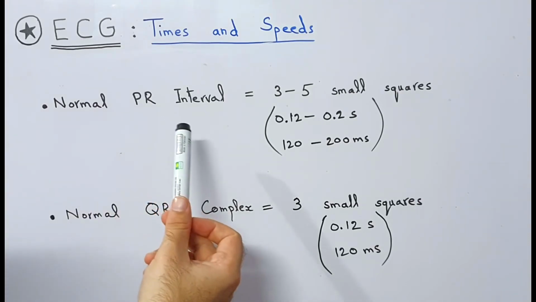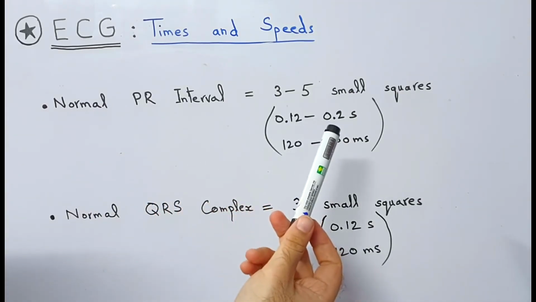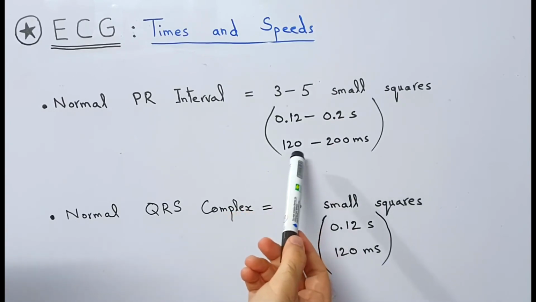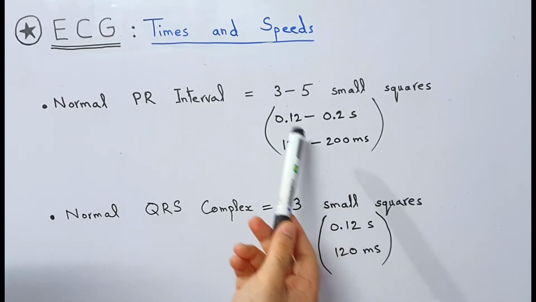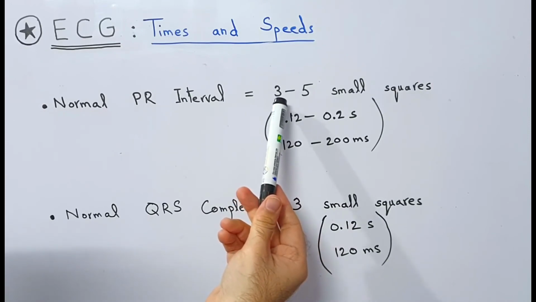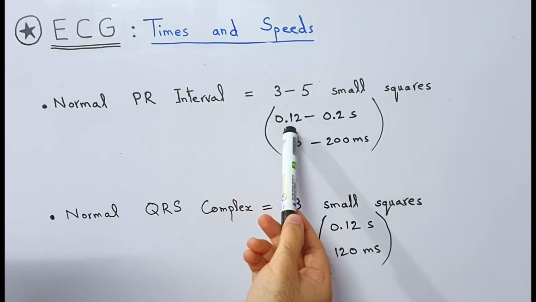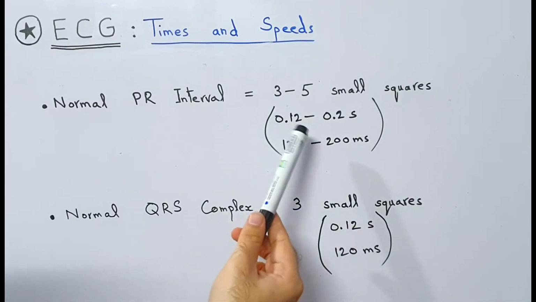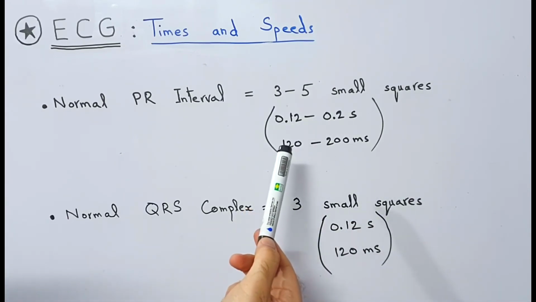Normal PR interval is 3 to 5 small squares or 0.12 to 0.2 seconds or 120 to 200 milliseconds. This is because one small square is 0.04 seconds, so 3 small squares will be 0.12 seconds. If the PR interval is less than this, then it might show that electrical excitation is starting nearer to the AV node instead of from the SA node.